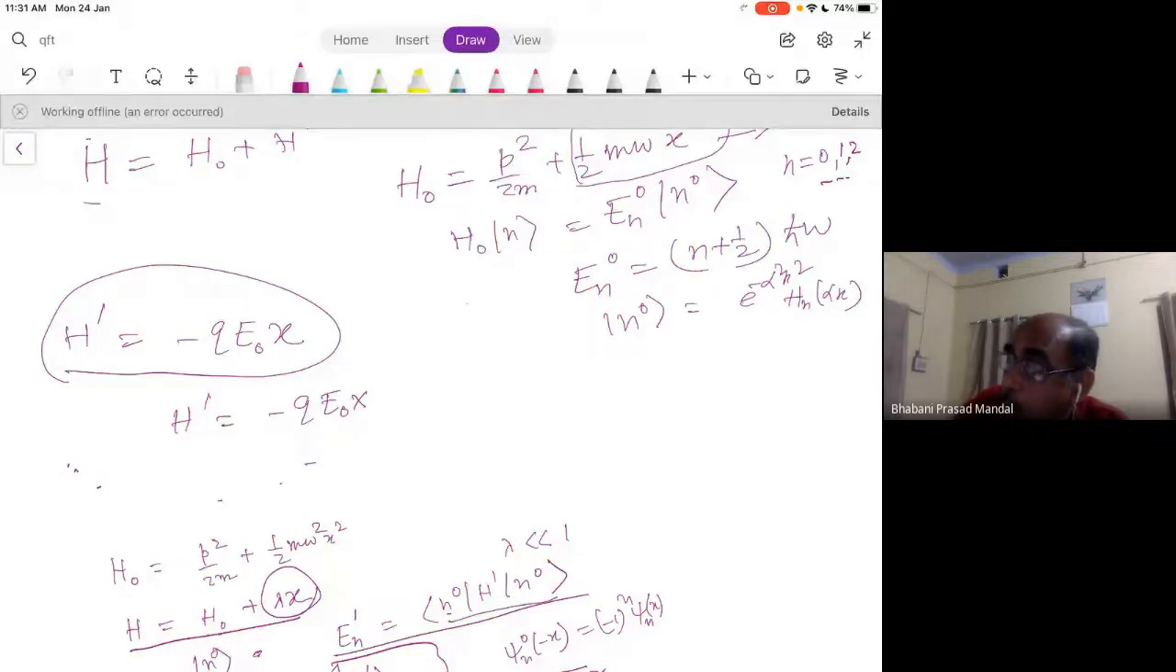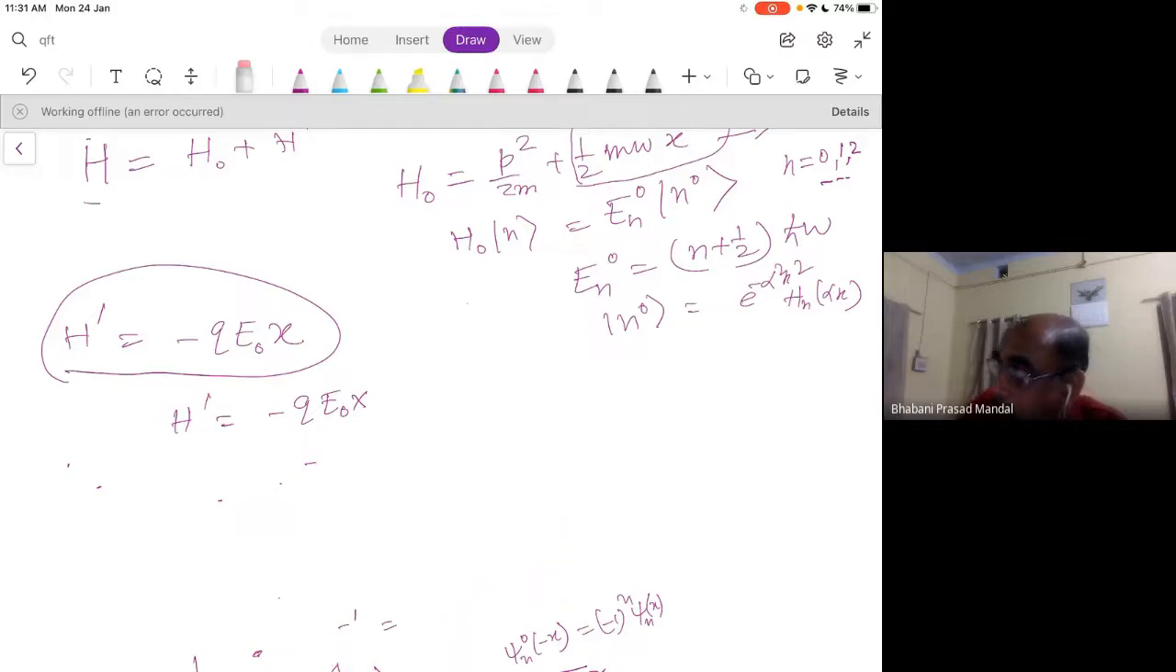But we don't know how to solve the Schrodinger equation corresponding to this. We know the solution of H0, but we don't know the solution of H. So how can it be done? Tell me. There are many ways, but one is perturbation, because I am going to show you how to use the perturbation technique.